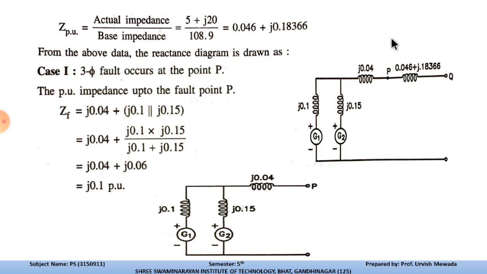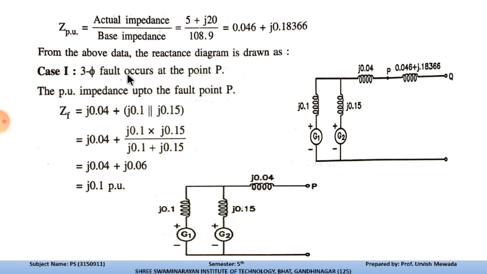So this is the reactance diagram of the given system. G1 and G2 have the reactances 0.1 and 0.15. This is the line having the reactance 0.04, and this is the point P where initially the fault will take place. Then after we have the transmission line, that is 0.046 plus j0.18366, and this is the point Q, the second point where the fault will take place.